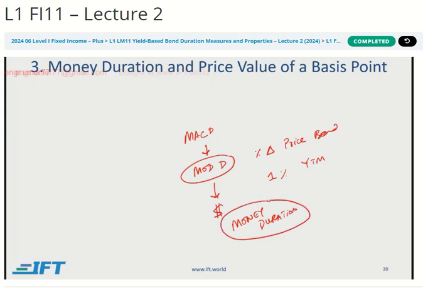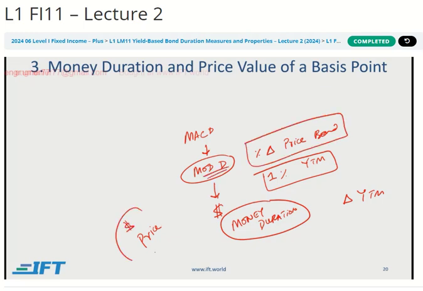And what the money duration tells you is that if there is a change in YTM, what will be the change in your price in dollar amounts, not in percentage terms. Mod D tells you in percentage terms. To know the change in dollar amount, that's where the money duration comes in, and you multiply the money duration with the change in YTM and you get the price that will change in dollar terms.